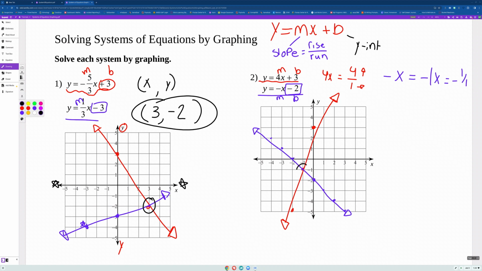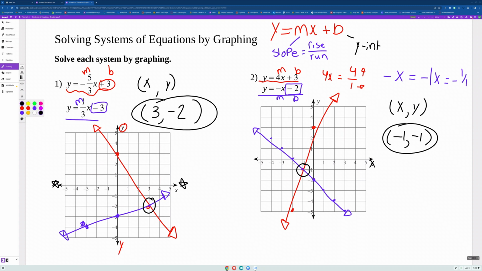So the graphs cross right here, which is the solution. So my ordered pair is going to be in the form of x, y. And I'm moving along my x-axis, and I get to negative 1. And then I also go down on my y-axis 1. So my answer to this one is negative 1, 1.